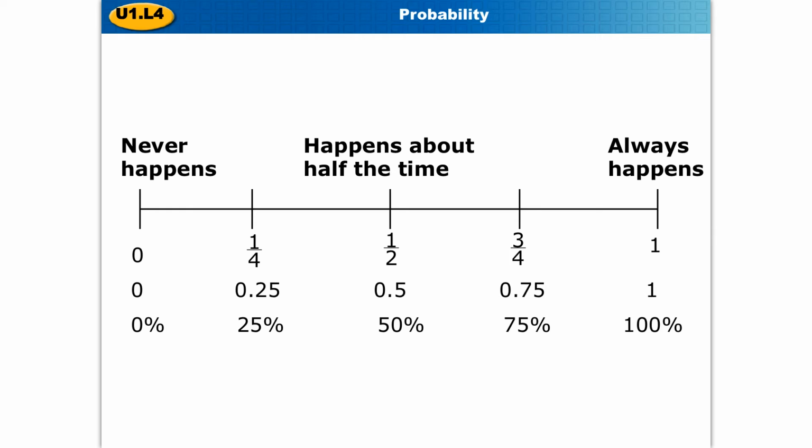This chart gives you an idea of the probability that something will happen. Something that never happens has a probability of 0. Something that always happens has a probability of 100%. If it happens half the time, it's 50%. The closer it is to 1, the more likely it is to happen, and the closer it is to 0, the less likely it is to happen.